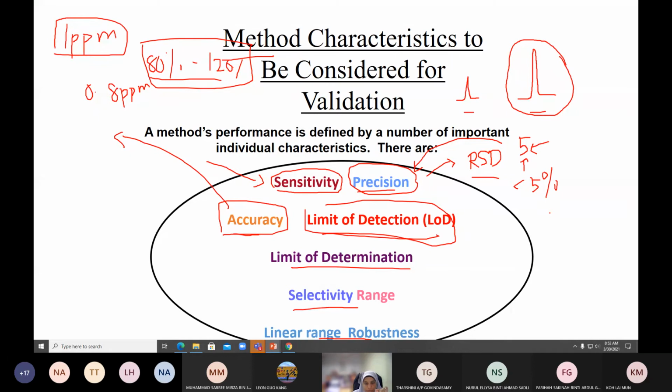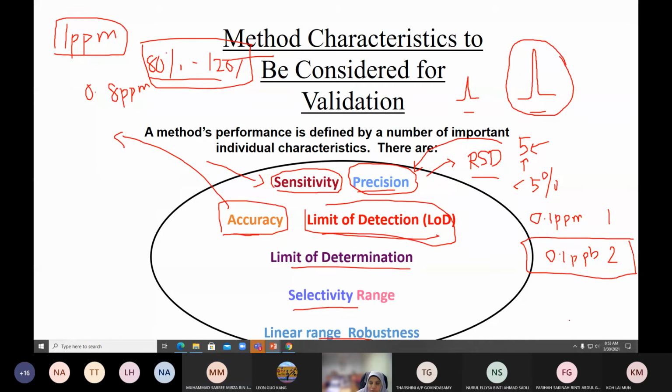Based on this value, you can know how good your instrument is. Let's say one instrument can detect a limit of detection of 0.1 ppm. Another method can detect down to 0.1 ppb. This is HPLC number 1 and this is HPLC number 2. Which one will you choose? Student, which one will you choose? Number 2, maybe. Yes, correct.